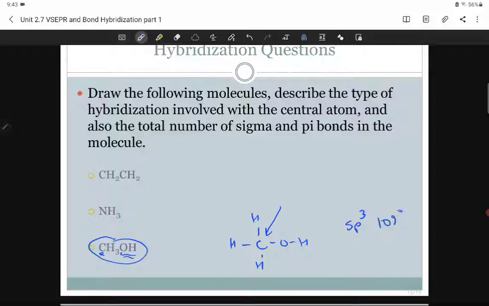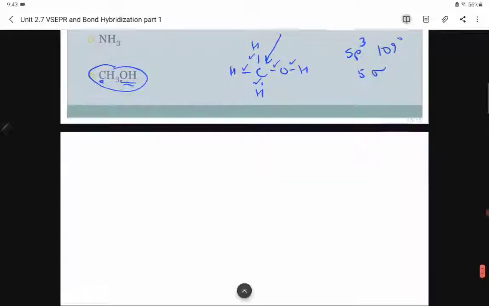And then how many sigmas and pi's? Well, it looks like they're all single bonded, so each of those counts as a sigma. I think I counted up 5. So it has 5 sigmas, and there are no pi's because there are no double or triple bonds there. And that's it.